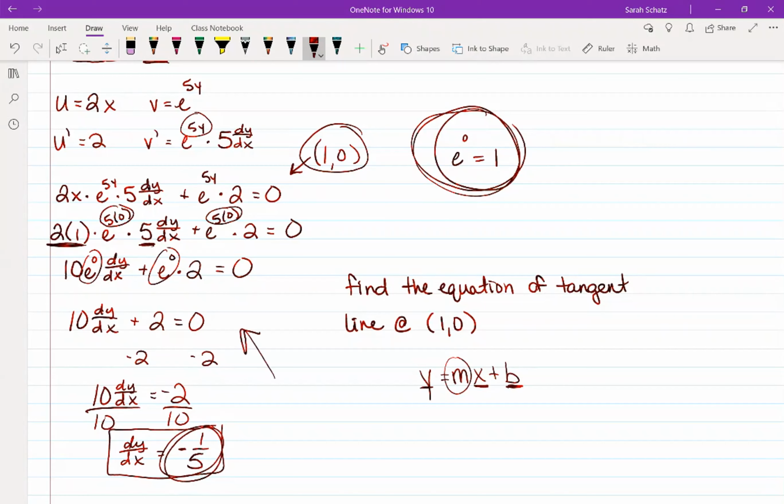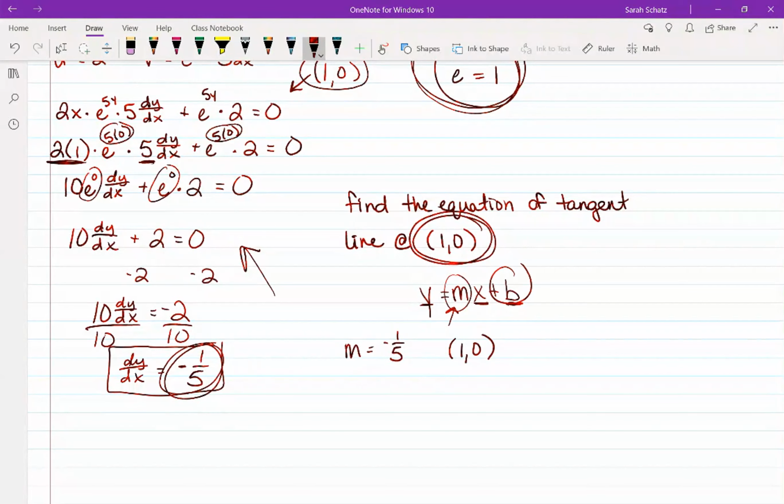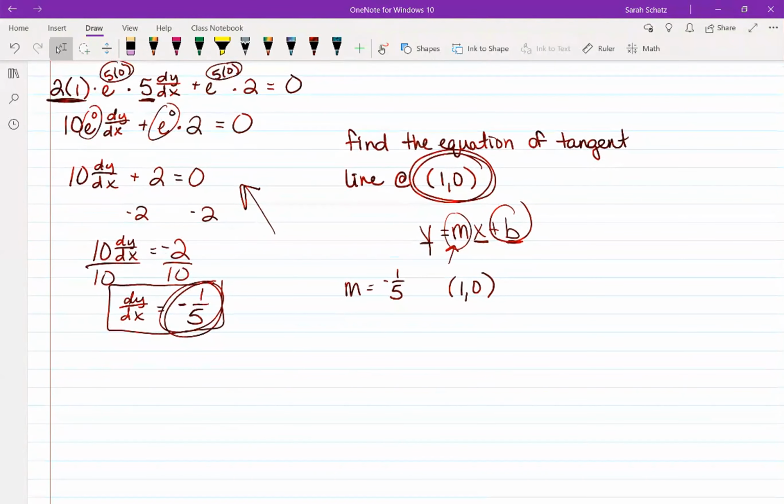But it's even easier in this case because look, we already have m. We just found our slope of this line is negative 1/5, and we already have a point. We already know the point on this line because it was given in the problem. So the point you're going to use is (1, 0). You're going to put the 1, 0 in here for x and y, and you're going to put your slope in, and you're going to solve for b. So finding the equation of a tangent line after everything we've already done should be a pretty simple step as long as you remember how to do it.